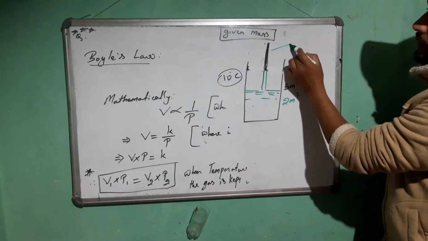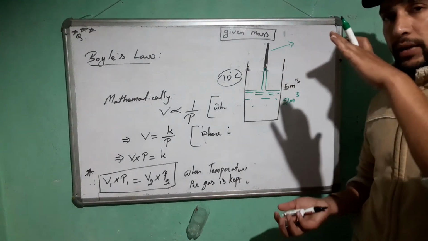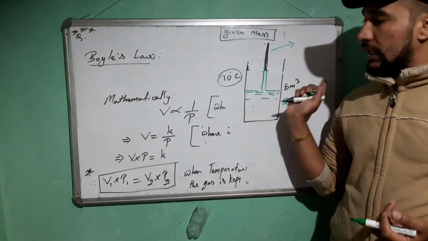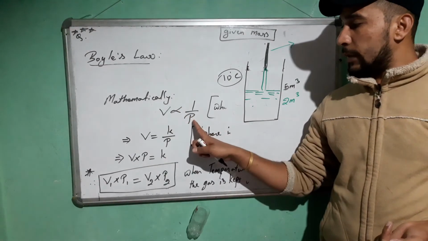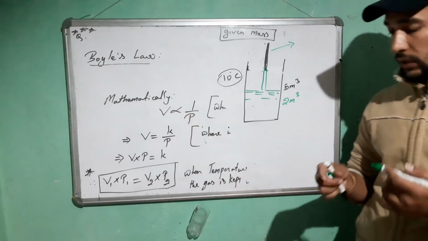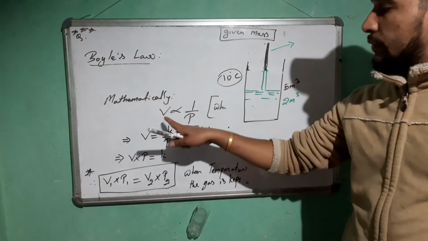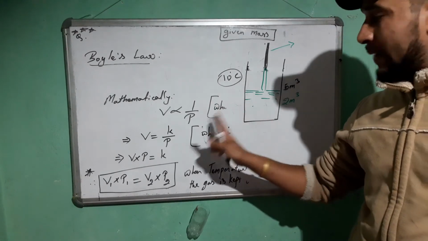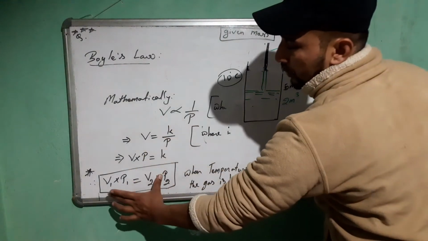So on increasing pressure, the volume of gas decreases. If you compress gas, if you apply pressure on gas, its volume decreases. That is the inverse relation. With the increase of pressure, volume decreases. They have a reciprocal relation: if one increases, the other decreases. So Boyle's law says that the volume of a given mass of gas is inversely proportional to the pressure, provided the temperature of the gas is kept constant. Mathematically, you should know this statement.